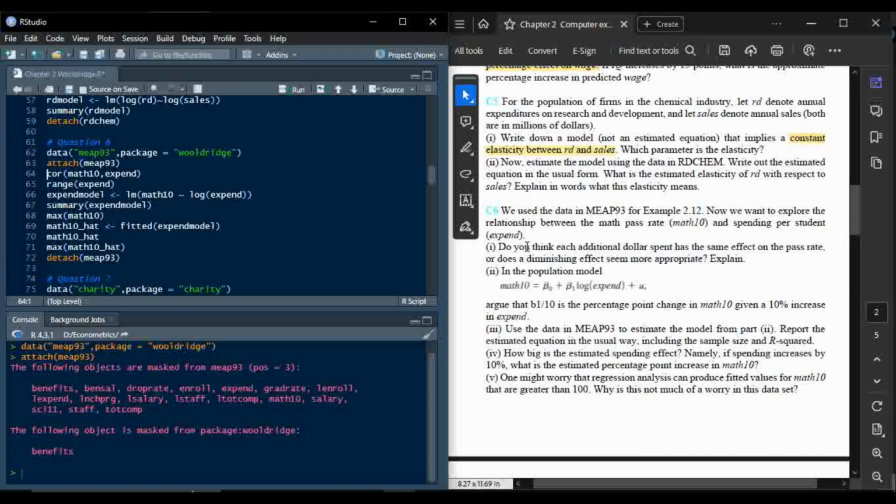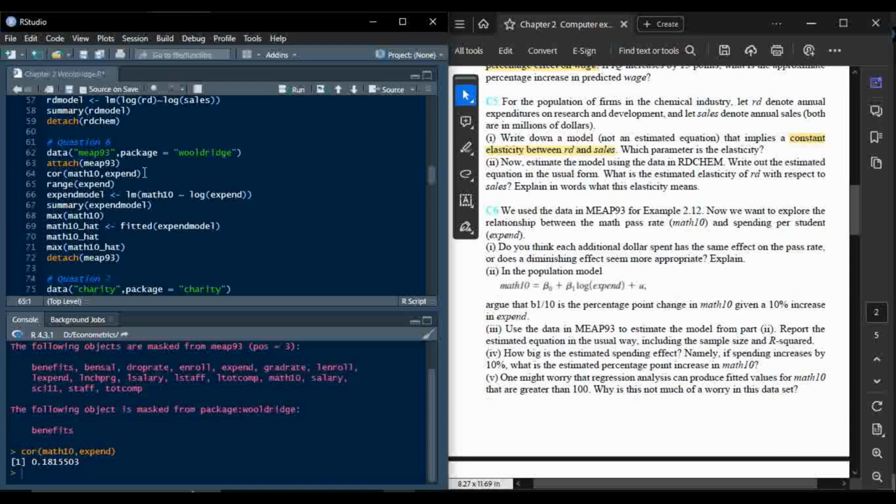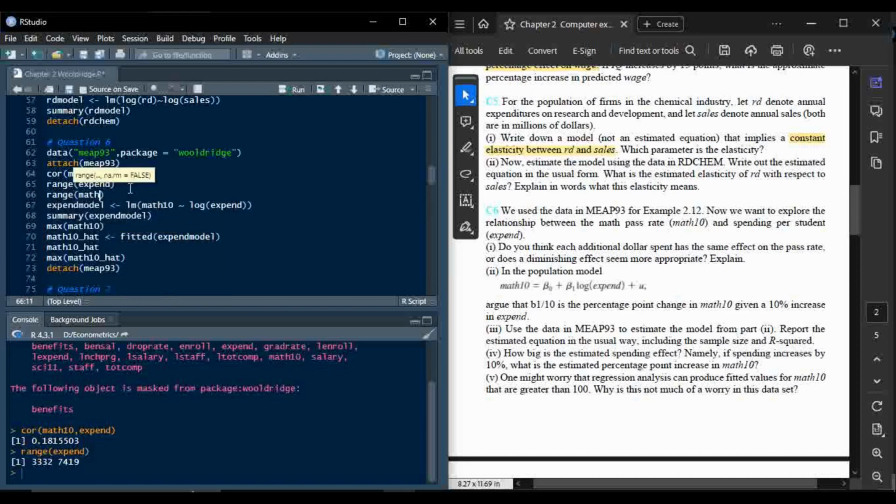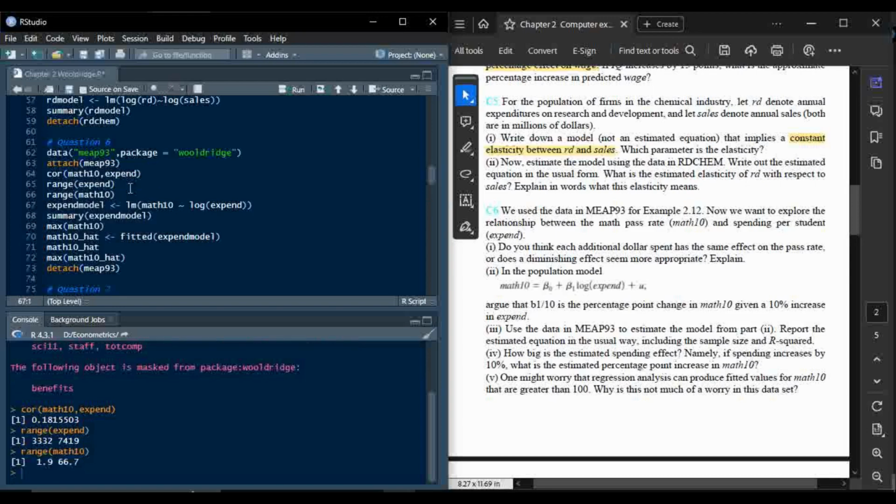Now the first question is, do you think each additional dollar spent has the same effect on the pass rate, or does a diminishing effect seem more appropriate? Let's look at the correlation between these two variables. The correlation is 0.18. It's a low correlation. And now let's look at the range of expenditure, and also the range of the variable math10. You can see there are very extreme values in both variables.